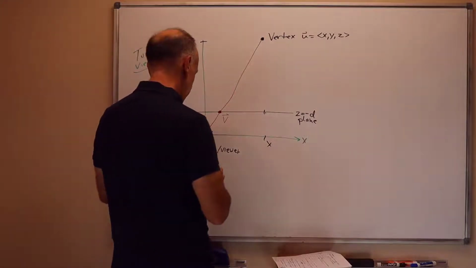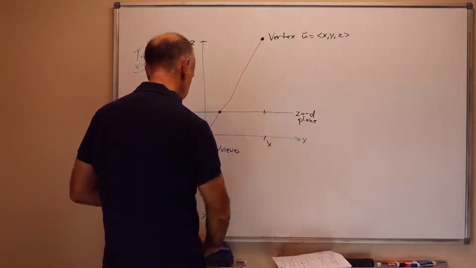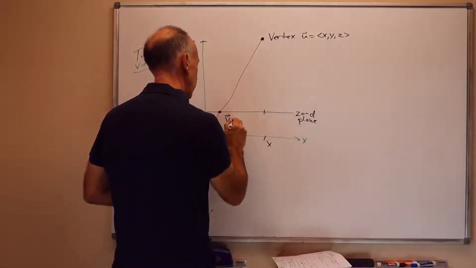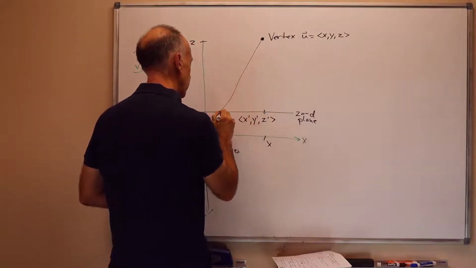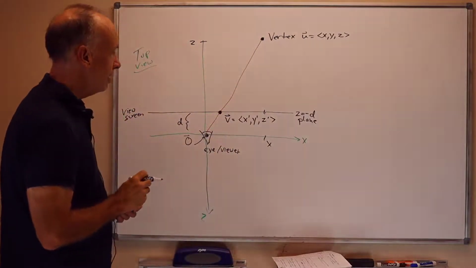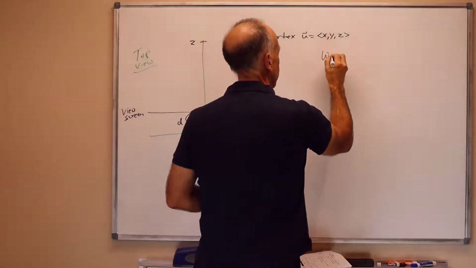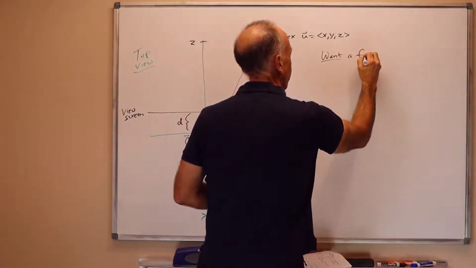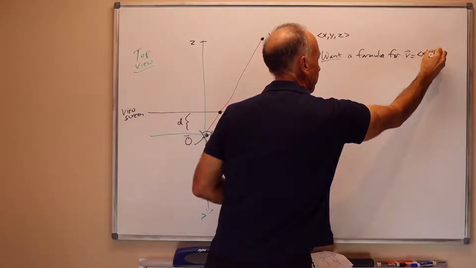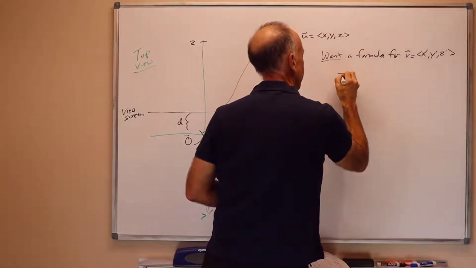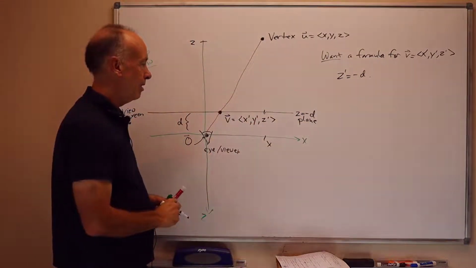So let me give v some name. Change it to be black. So v will have components x prime, y prime, z prime, and it will sit right here. So we want to get formulas for x prime, y prime, z prime. That is, formulas for v. Well, pretty clearly, z prime equals negative d because it's sitting on the z equals minus d plane.